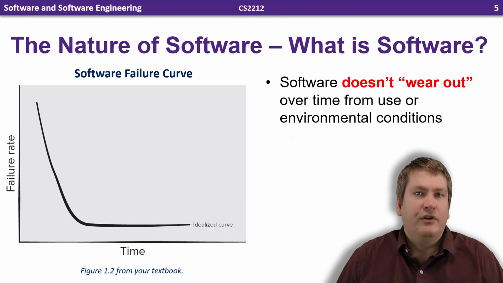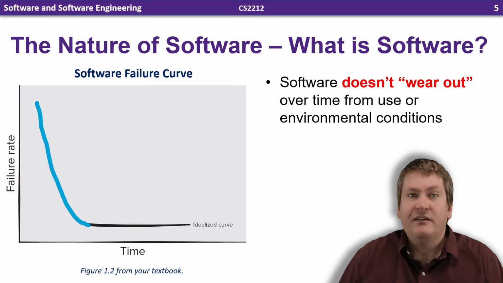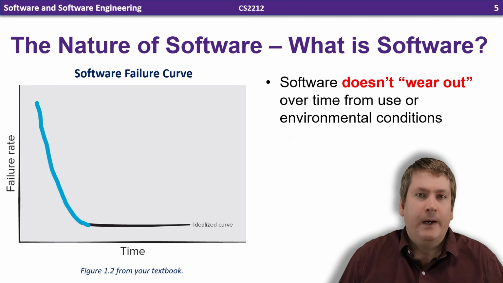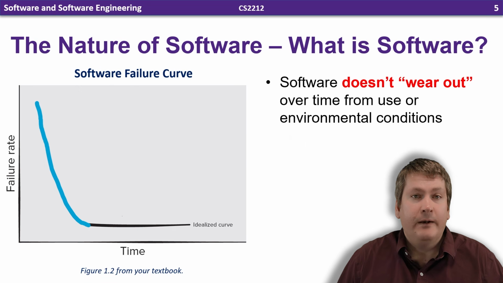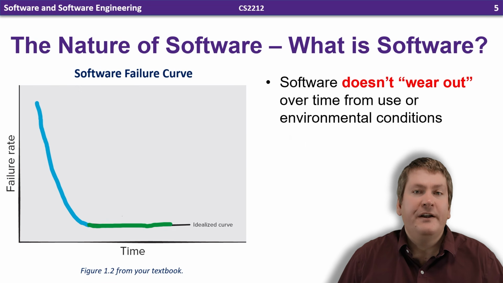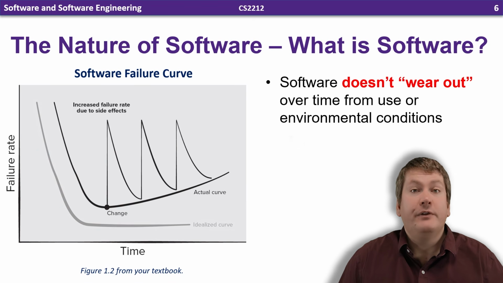You might think that it should look something like this, where we have a high initial failure rate due to bugs and other issues that developers fail to correct before releasing the software. But this failure rate drops as patches and updates are made to the software, until we reach a point where failure is unlikely and things remain relatively stable. Unfortunately, this idealized curve is rarely the case in real life. While it is true that software does not wear out, it does deteriorate over time as a result of change.